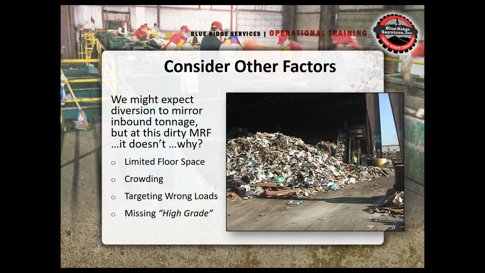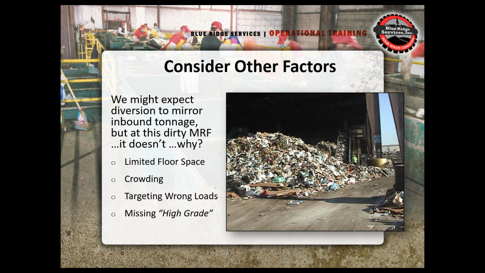Here's some other factors that contribute to sometimes an increase in raw tonnage feedstock coming in and a decrease actually in diversion. Is there limited floor space? As you bring more and more tonnage in, do you have less and less room to perform a floor sort? Are you crowded? Are you targeting the wrong loads?